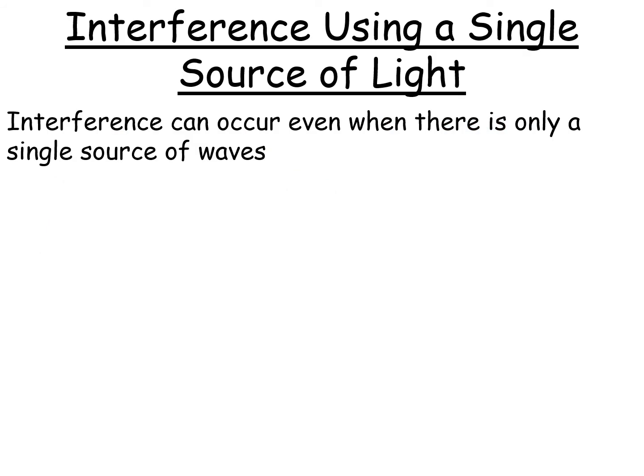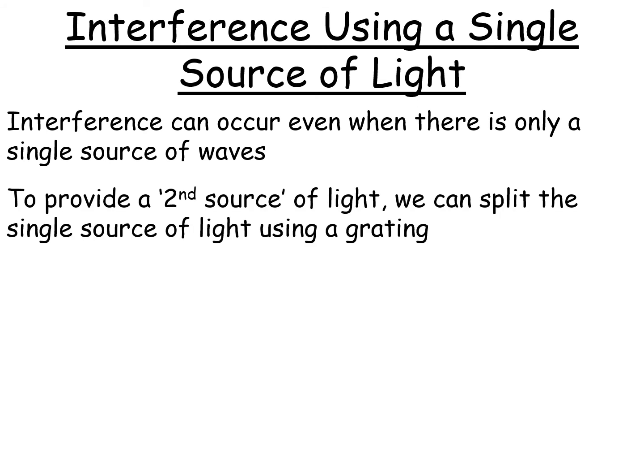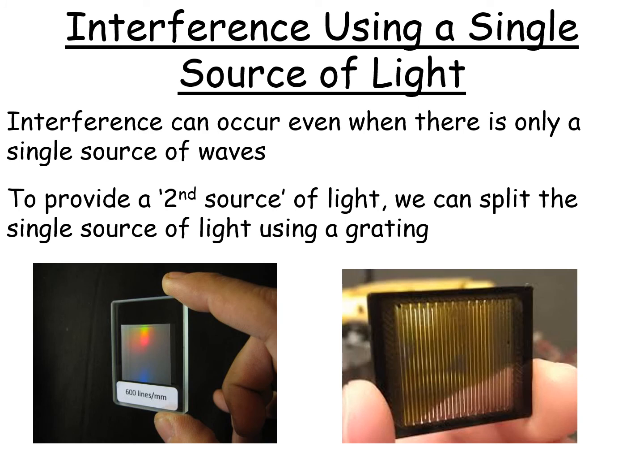So how can we show interference just by using one source? Now, we've talked about interference of two waves, and generally that's in the case of two sound waves coming from two separate speakers. Can we do it with only a single wave? And the answer, of course, is yes. So to do this, we provide a second source of light by splitting a single source using something called a grating. And this is what a grating looks like. Now, these gratings are actually a bit more than we need, and we're going to talk about this a lot later on in another lesson called diffraction gratings.